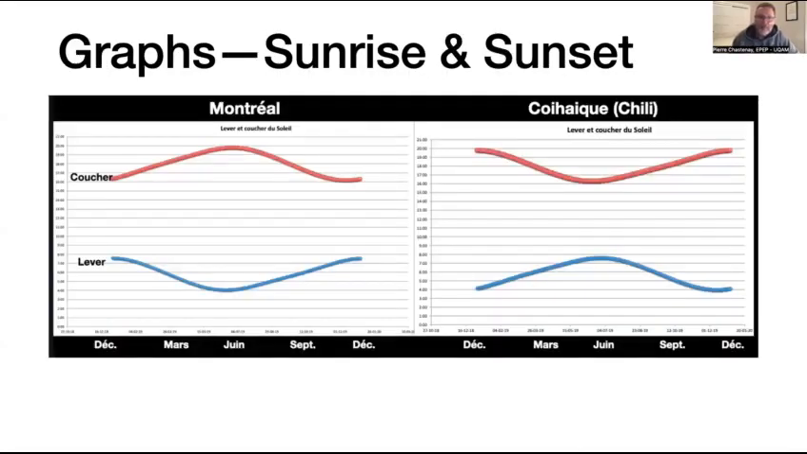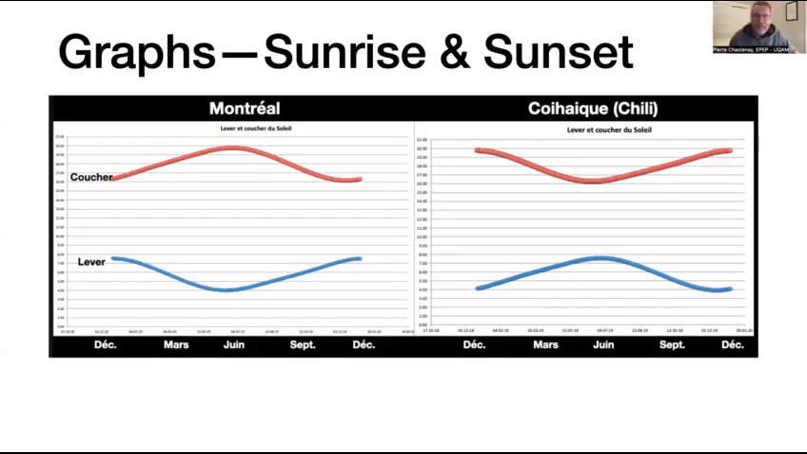And so this is an example of the kind of graphs that our students created. This one was created with Excel. It's basically showing sunrise and sunset times for Montreal and Coyhaique. Sunrise is in blue, sunset is the red curve. And you can clearly see that Montreal and Coyhaique are mirror images of one another in terms of season. For instance, in June, when Montreal has the longest day of the year, it is the shortest day of the year in Coyhaique and vice versa.